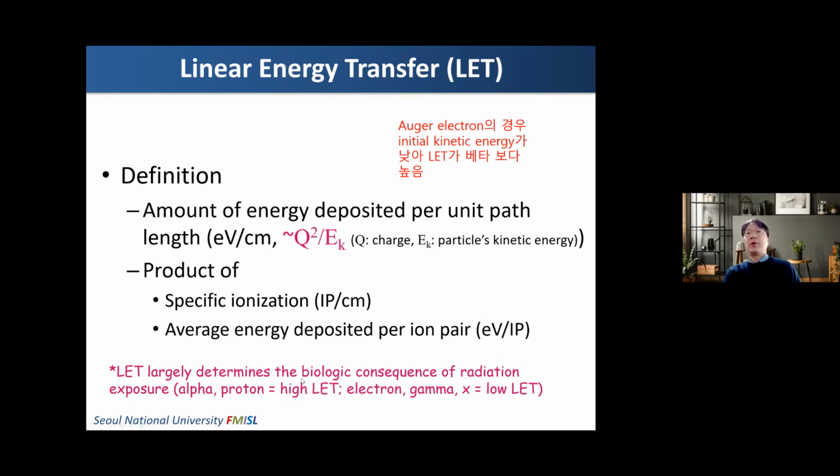Alpha and proton have higher LET, and electron and gamma have lower LET. I'm sorry that I used some Korean here, but I wanted to tell you that the Auger electron has higher LET than beta, because the Auger electron usually has lower initial kinetic energy. The Auger electron is usually slower than the beta ray. So some therapeutic radioisotopes based on emitting Auger electrons are more effective than beta emitters in terms of therapeutic effect. Okay.